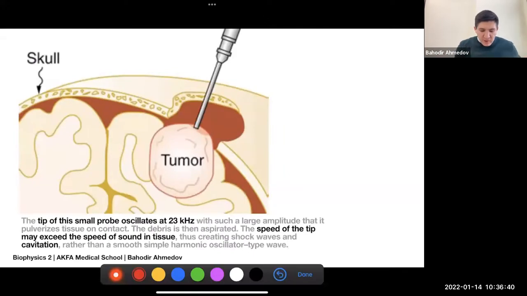So this is one of the examples of how ultrasound can be used for medical purposes, essentially in surgeries. The tip of the small probe oscillates at a frequency of 23 kilohertz, which is 23,000 hertz, with such a large amplitude that it pulverizes the tissue on contact. So this is one of the applications of ultrasound.